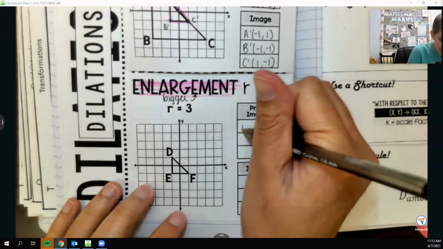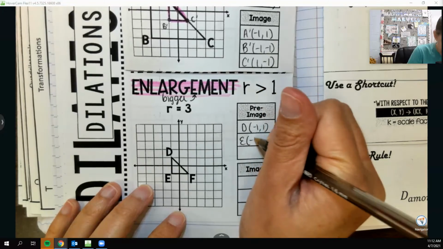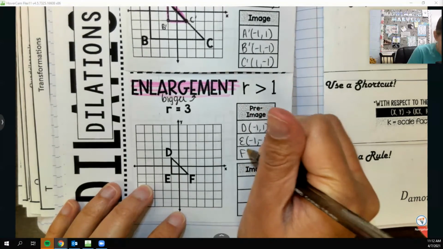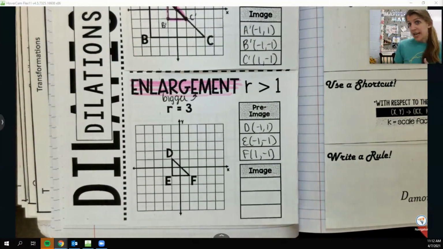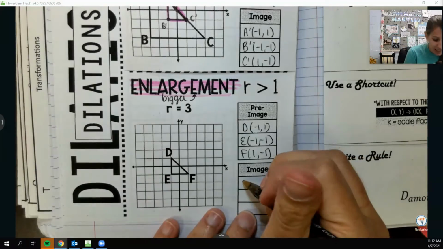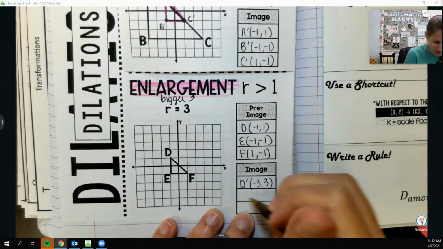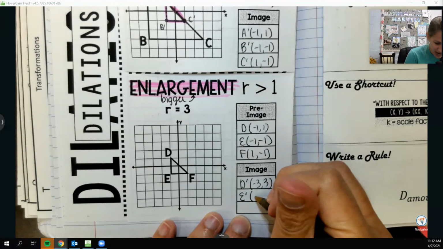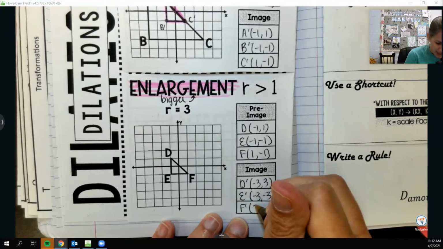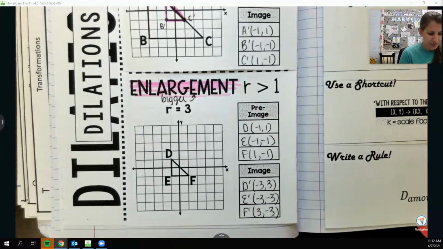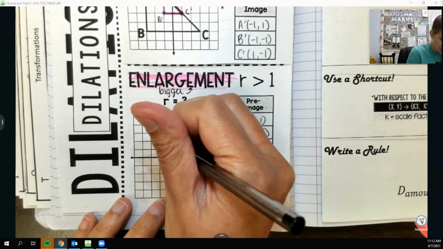So for instance, if I have D at negative 1 comma 1, E at negative 1 comma negative 1, and F at 1 comma negative 1, and I enlarge everything by 3, I'm just going to multiply everything by 3. So D prime will be at negative 3, 3. Is this just the opposite of the one above? I think it is. E prime is at negative 3, negative 3. And then F prime is 3 comma negative 3.